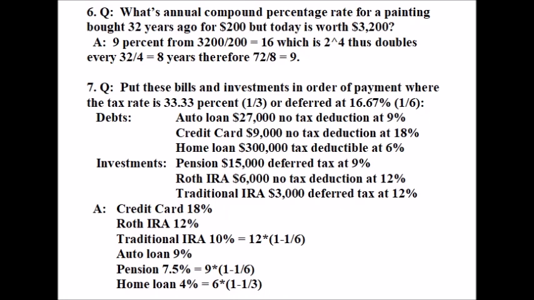Credit card comes first at 18%, but look at that. The Roth IRA, tax-free, remember, no adjustment, 12% comes next. Then the traditional IRA, 10%, because that's actually 12% deferred. Next is the auto loan, no longer a tax deduction. Your pension is deferred, so I'm going to use that 1/6 rate. Now it's 7.5%. And the home loan, don't pay that off because it's only costing you 4% after tax, from 6% at a 1/3 tax rate.